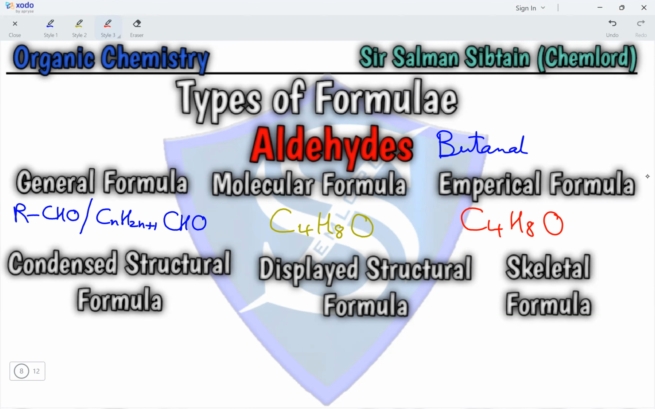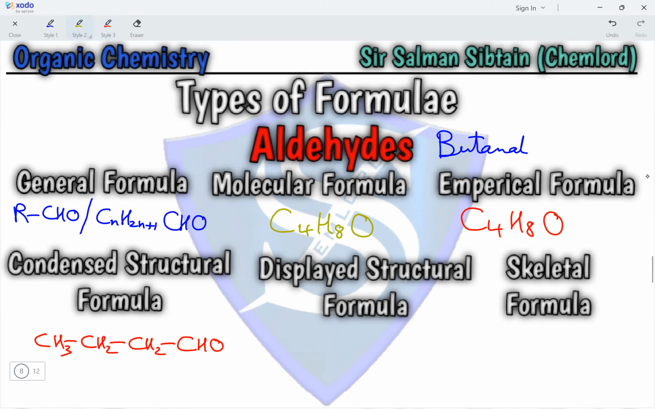Now, in order to show the condensed structural formula, the first carbon atom is the CHO group attached to a CH2 group attached to another CH2 group, and completing the chain would be a CH3 group at the other end. So this is the condensed structural formula of butanal.